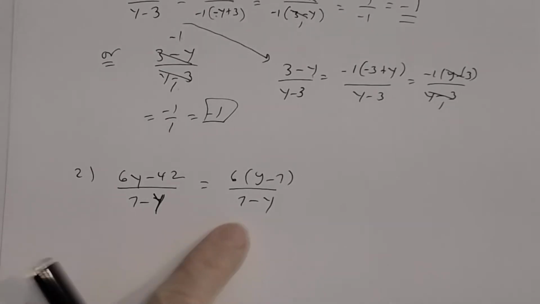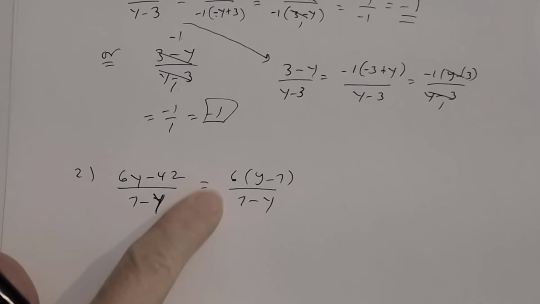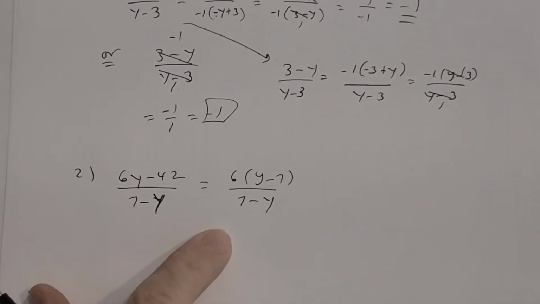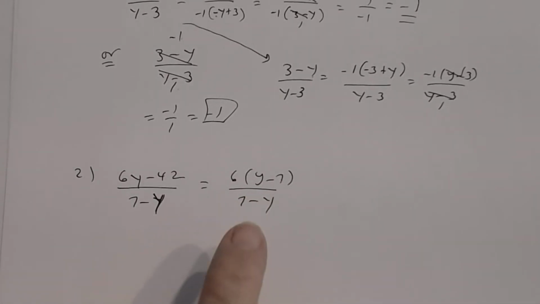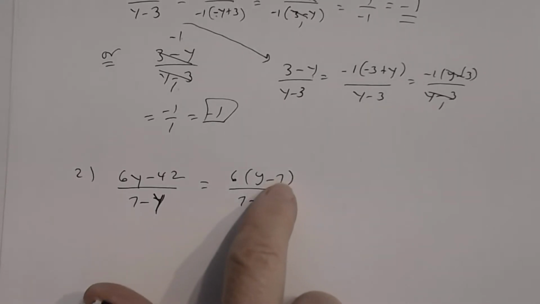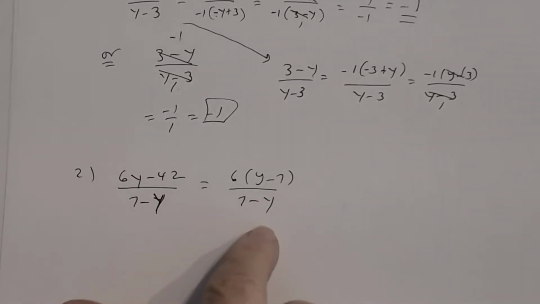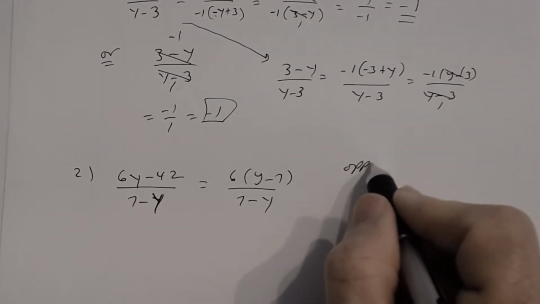I'm just going to leave it like this for right now, and I'm going to ask you, I have a factor of 6. Can that reduce anything down here? No. My next factor is y minus 7. Do you see a y minus 7 occurring as a factor down there? No, you don't. There's no identical y minus 7. But what do you notice about these two factors? They are opposites. So we are dealing with opposites.